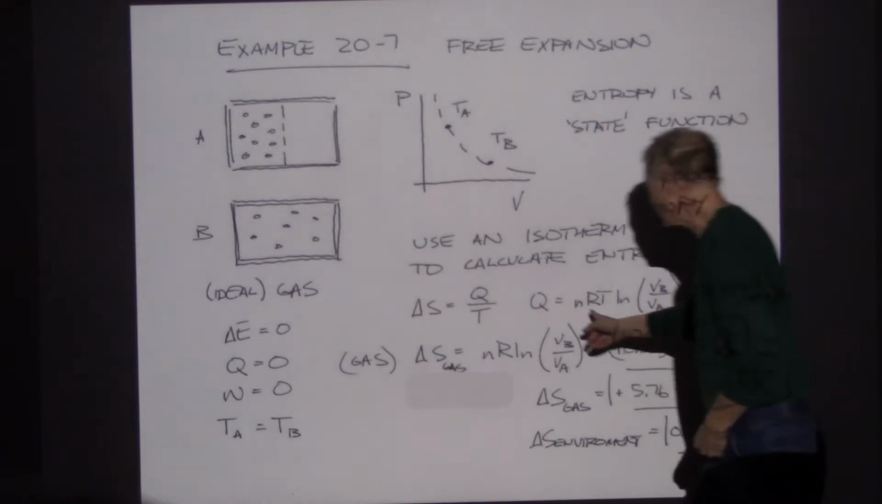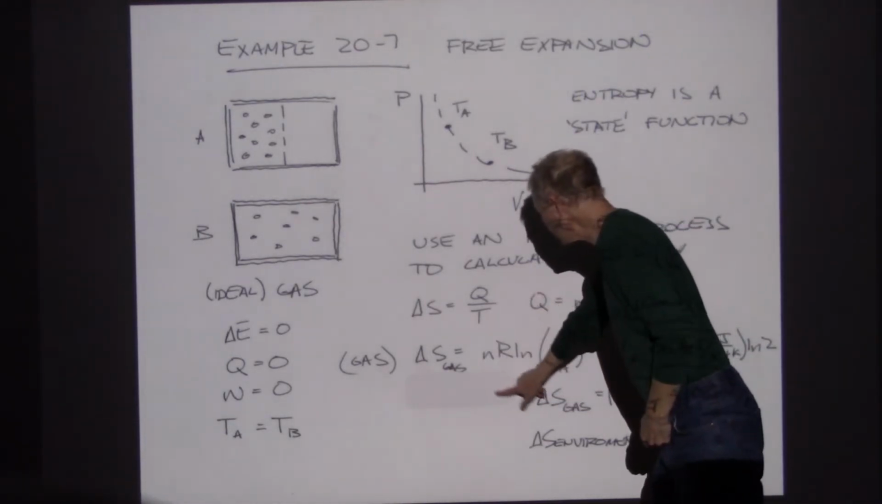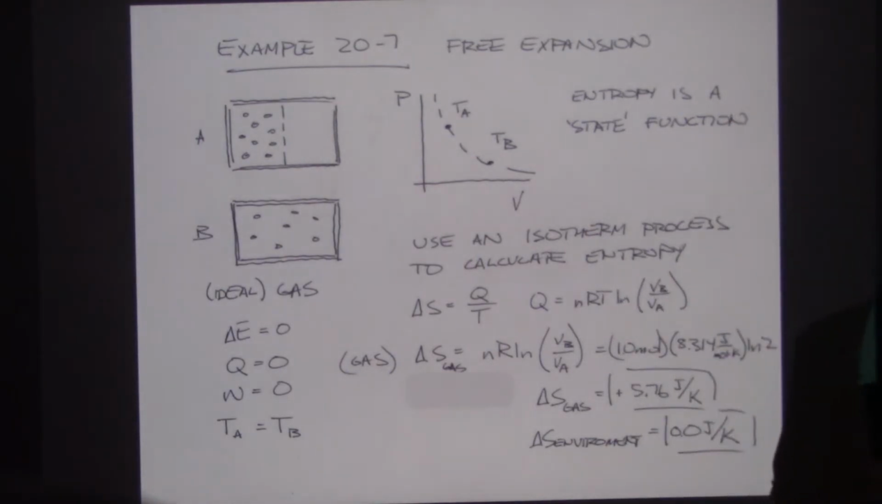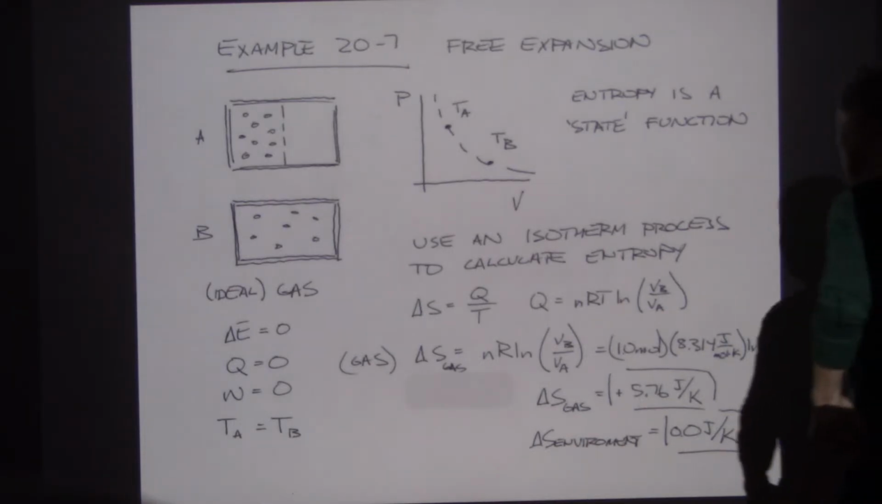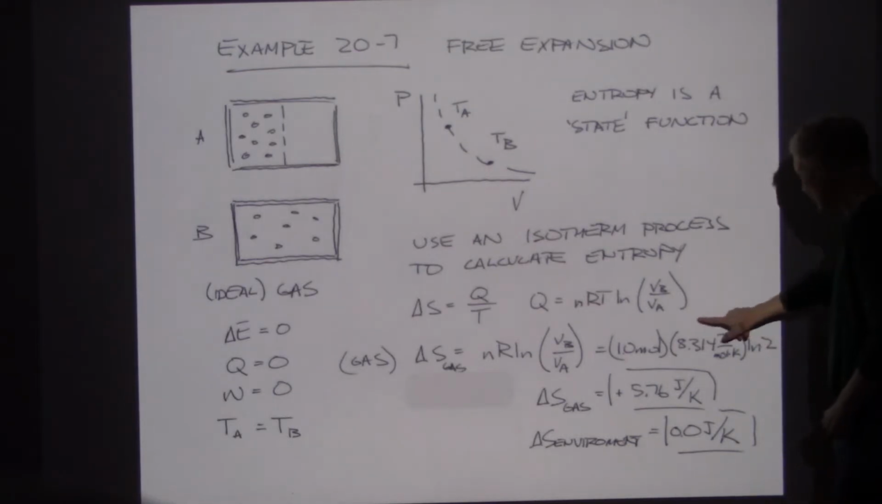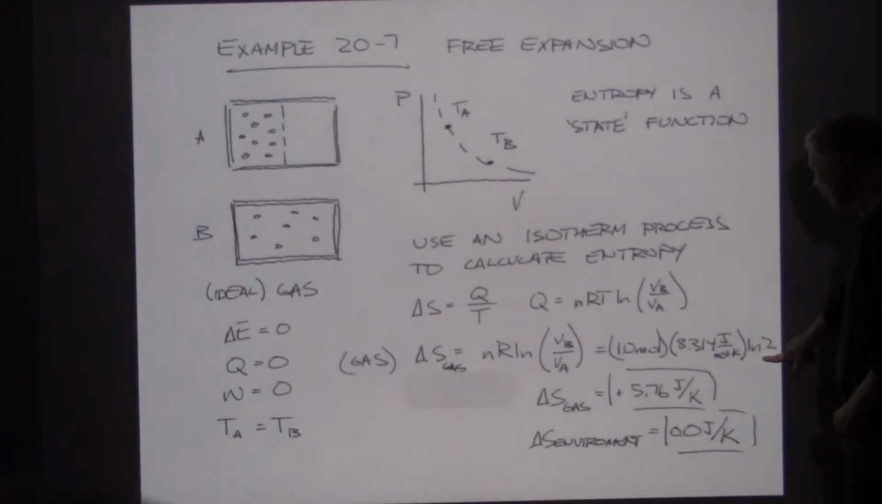So that's the formula we get, and that'll tell us for a free expansion process, if the volume starts out at V_A and goes to V_B, and the sample size is n number of moles, that's how much the entropy went up. If we use their numbers of 1 mole, and then here's the value of R, and then the logarithm of 2, that's going to give us 5.76 joules per Kelvin.